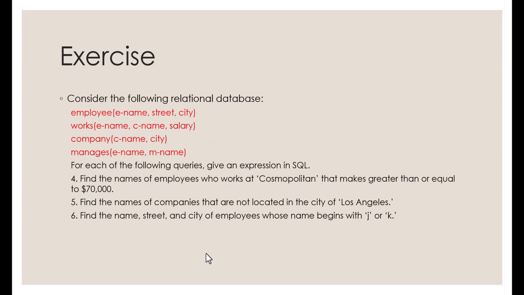Okay, number 4, 5, and 6. Find the names of employees who work at Cosmopolitan and make greater than or equal to 70,000. Number 5, find the names of companies that are not located in the city of LA. Number 6, find the name, street, and city of employees whose name begins with J or K. Okay, so go ahead and pause it and work on these problems.